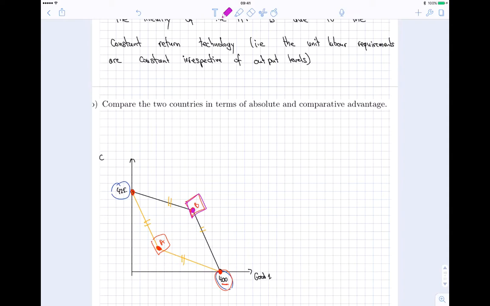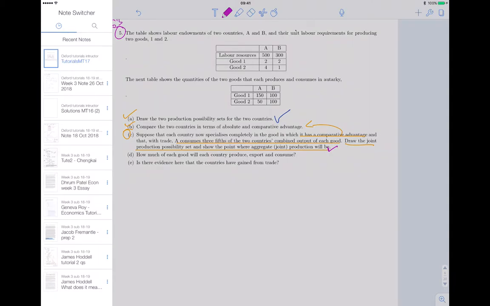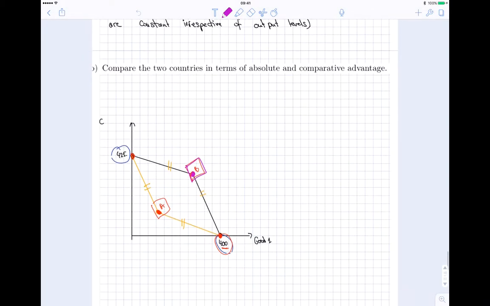Excellent. So now, see if you can draw the joint production and show the point where the aggregate production will be. Exactly. So that's going to be the aggregate joint production. How could you show how much country 1 is taking and how much country 2 is taking? What would be the actual points here? How many units of good 1 and how many units of good 2 would I produce?